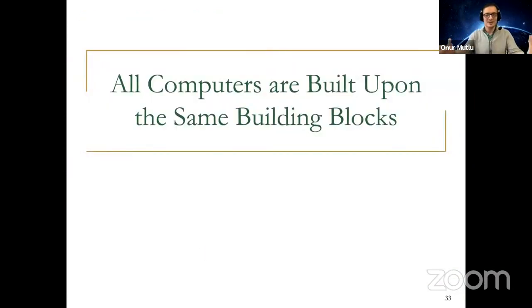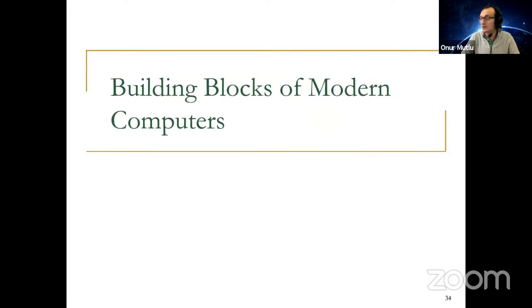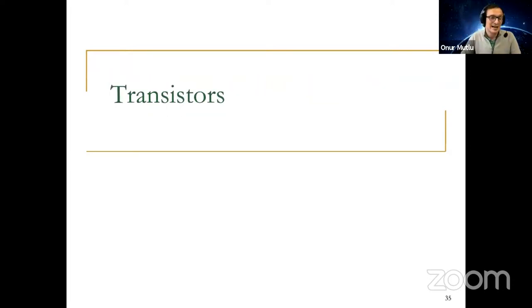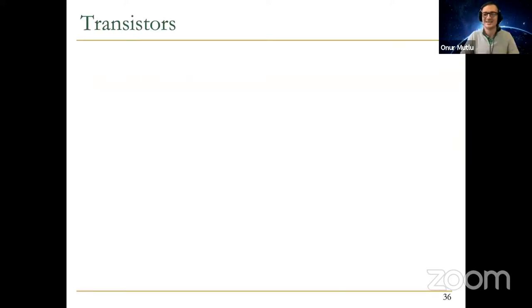Okay, so I've given you a quick overview of what we're going to do. Now let's start with the real basics. So all computers, I will argue, are built upon the same building blocks. So let's look at what those building blocks are. And they're transistors. How many of you have learned about transistors? Let me see a show of hands before. Okay, I don't see as many hands as for Boolean algebra, but I see some hands. Okay, that's good.